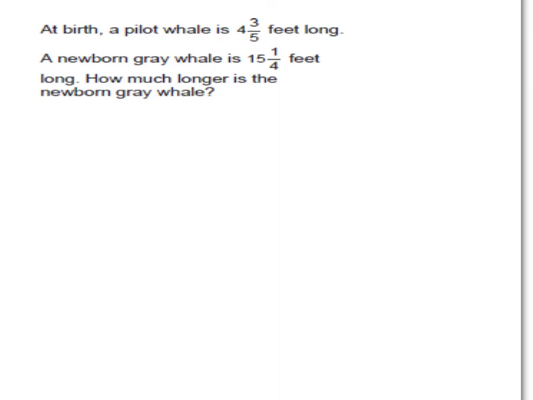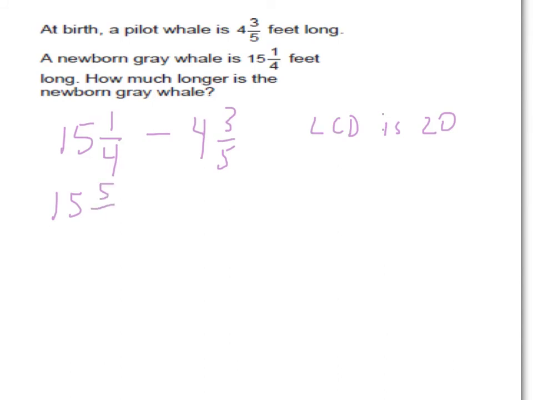So I'm going to take 15 and 1/4, that's the length of the newborn gray whale. And I'm going to subtract from that the length of the newborn pilot whale, which is 4 and 3/5. Now my LCD here of 4 and 5 is 20. So I've got to convert this 15 and 1/4. I've got to multiply by 5 over 5 for the 1/4, so that's going to be 5 20ths. And I've got to multiply by 4 over 4 with 3/5, and that's going to be 12 20ths.